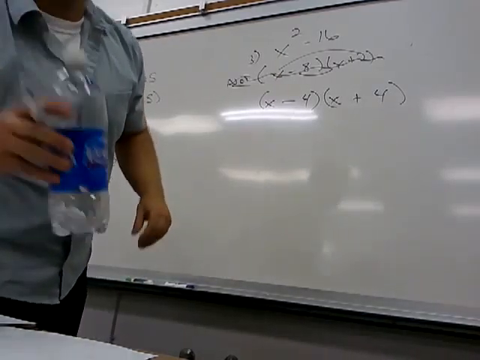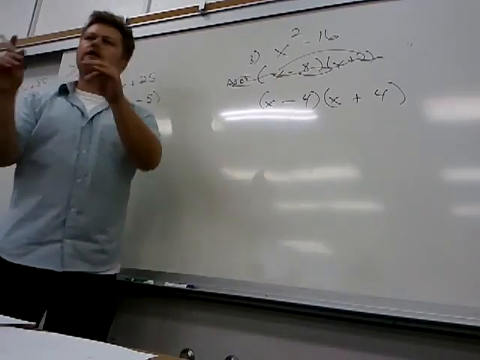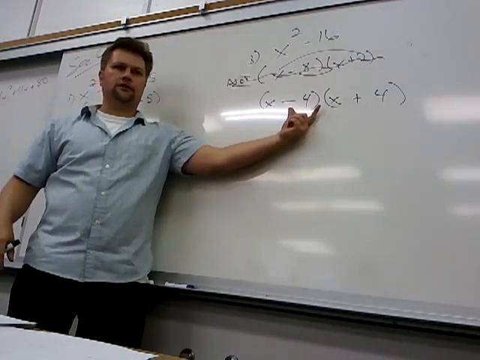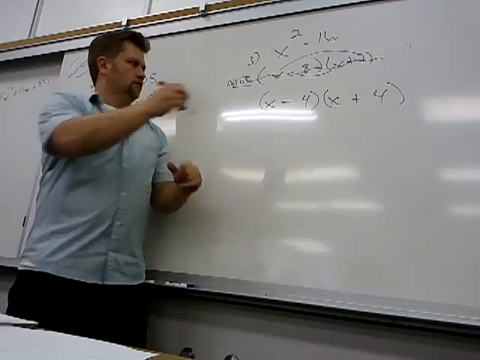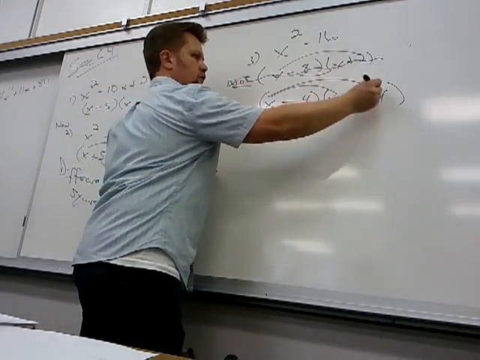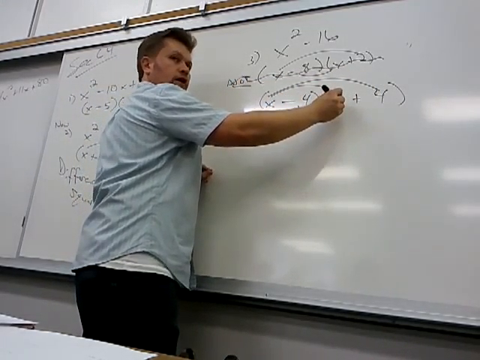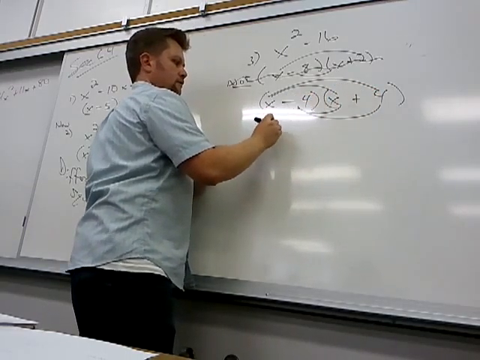So if you were to check it, you would just do the FOIL? Oh yeah. And if you think back to the foiling section, they gave you a couple like this where the middle term cancels. Okay. So here's your x squared. Here's 4x minus 4x minus 16.